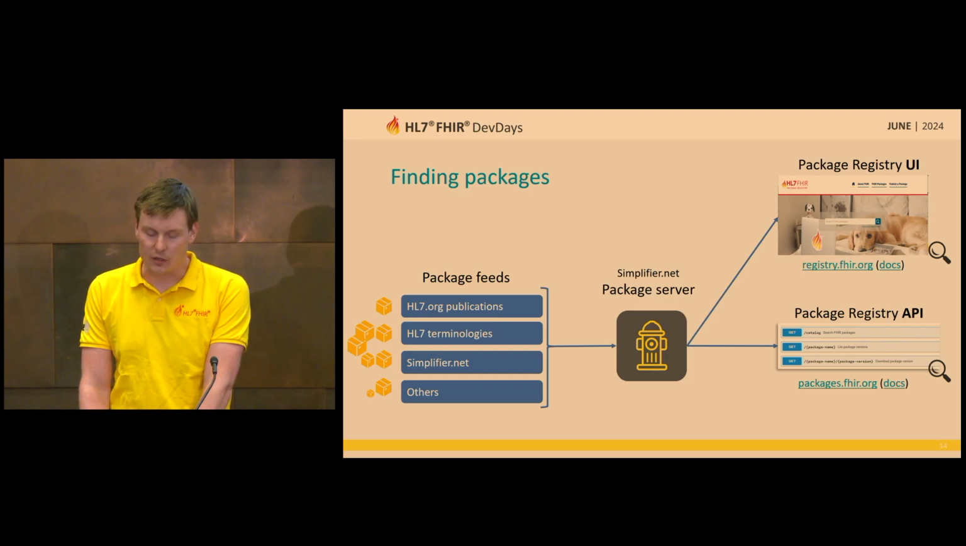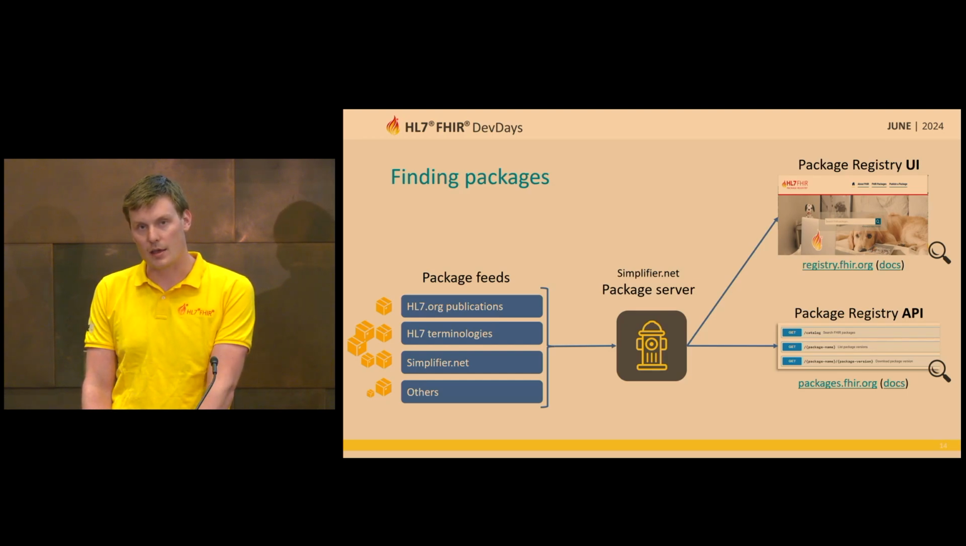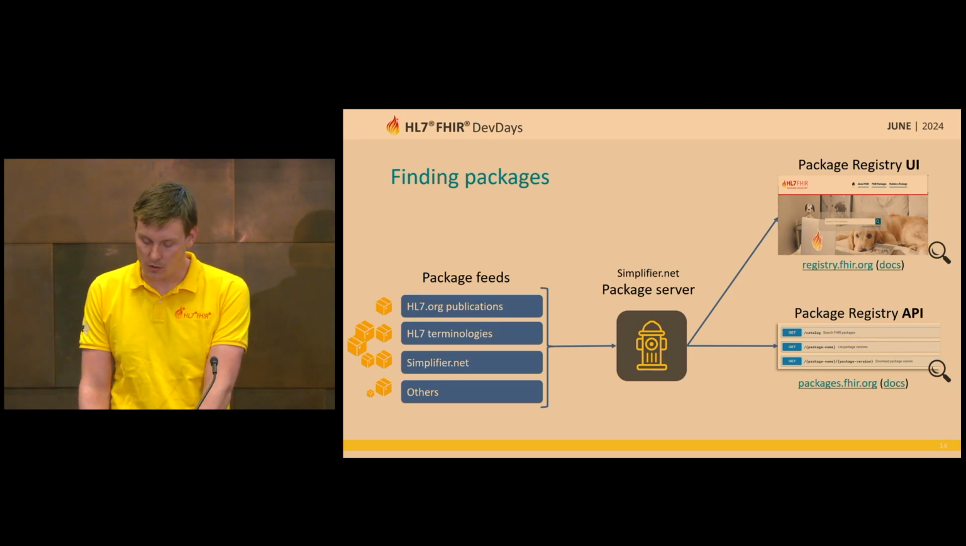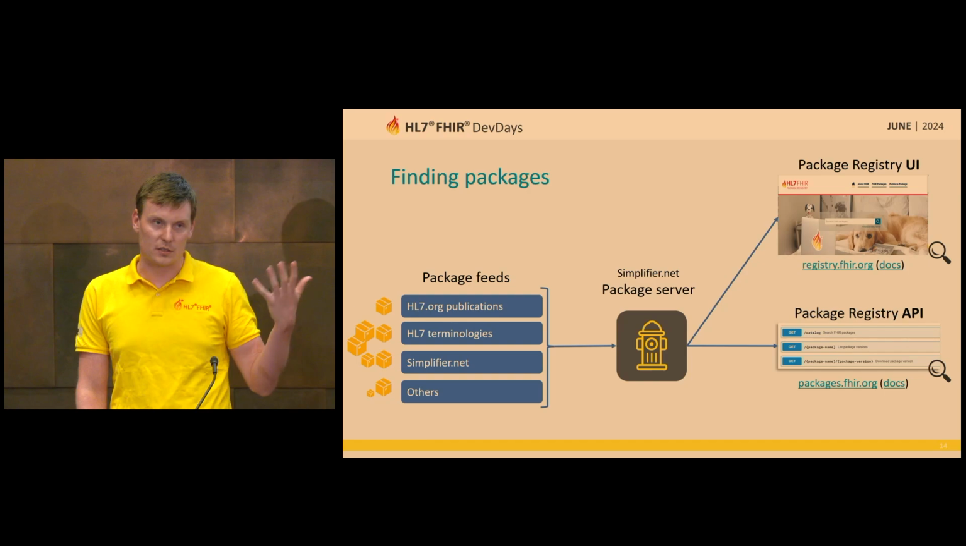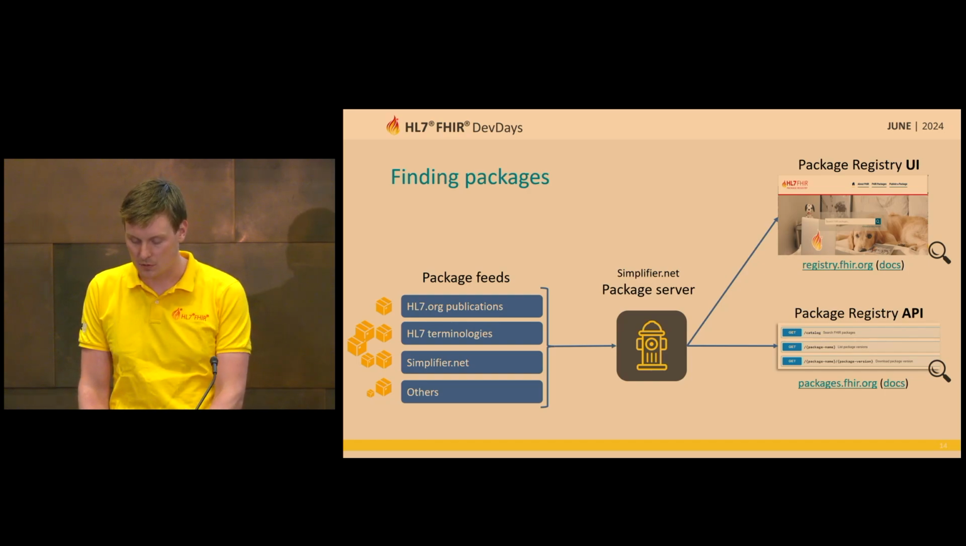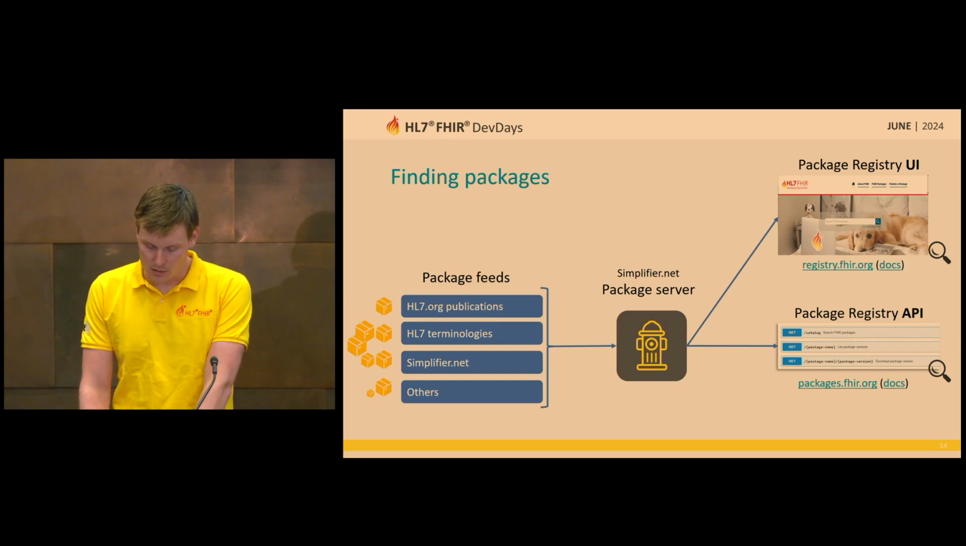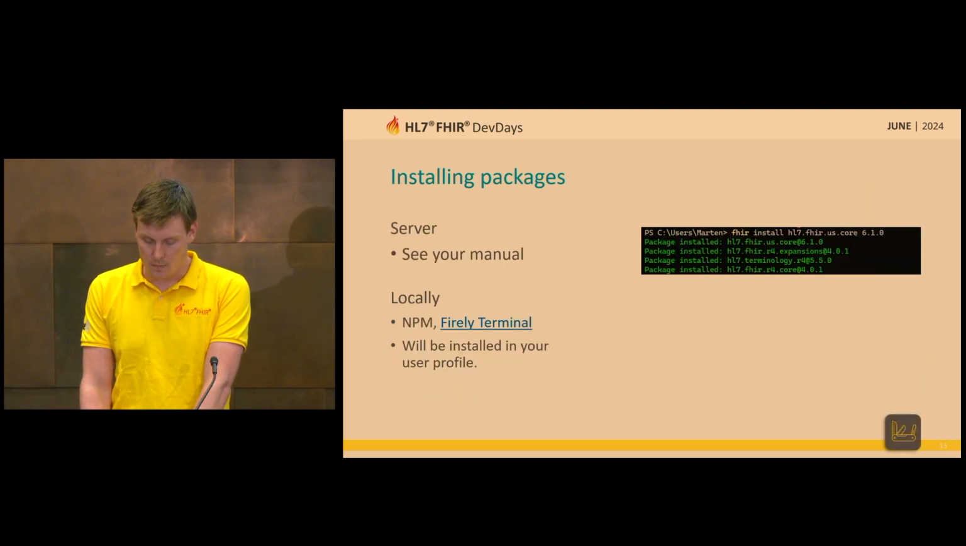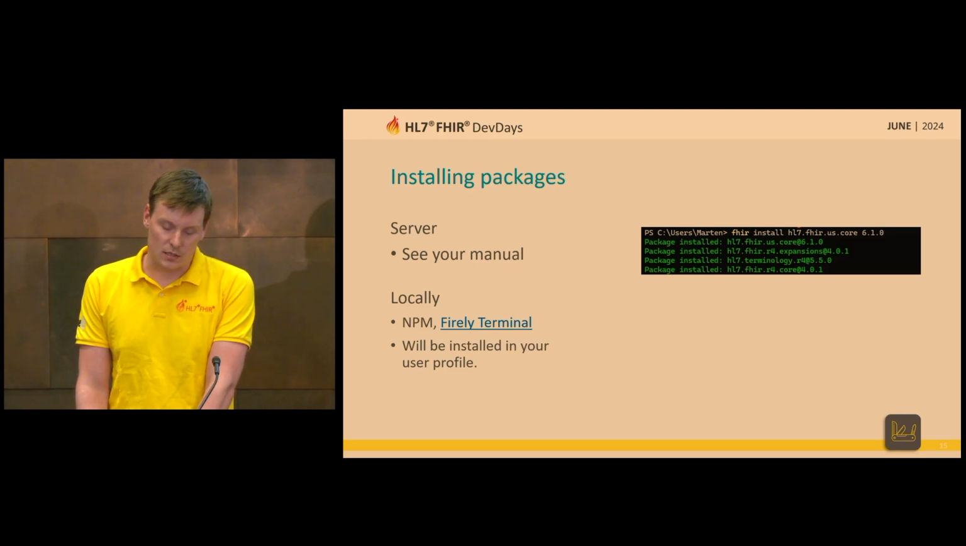Next to registry.fhir.org, which is more of a UI to find packages, we also have an API. So packages.fhir.org is that API, and you can pull packages over there or find them using software. So if you want to install a package on your local machine, you can do that with npm, just like you would do with node packages. That's the easiest, I guess.